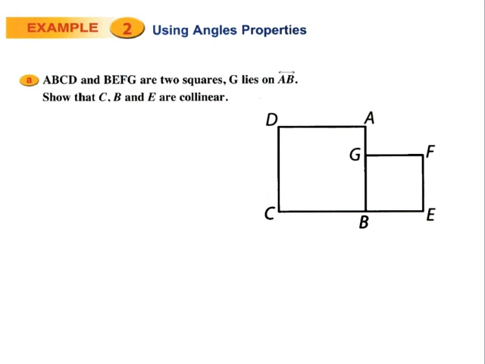Continue. Example 2. A, B, C, D. As you see, there's a big square. And B, E, F, G, again they are squares. It says G lies on A, B. So the point G is the intersection point of G, F and A, B. Show that C, B, E are collinear.